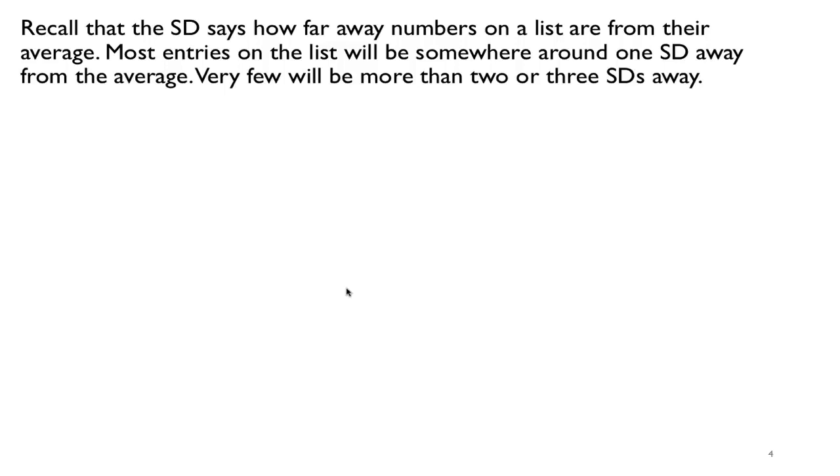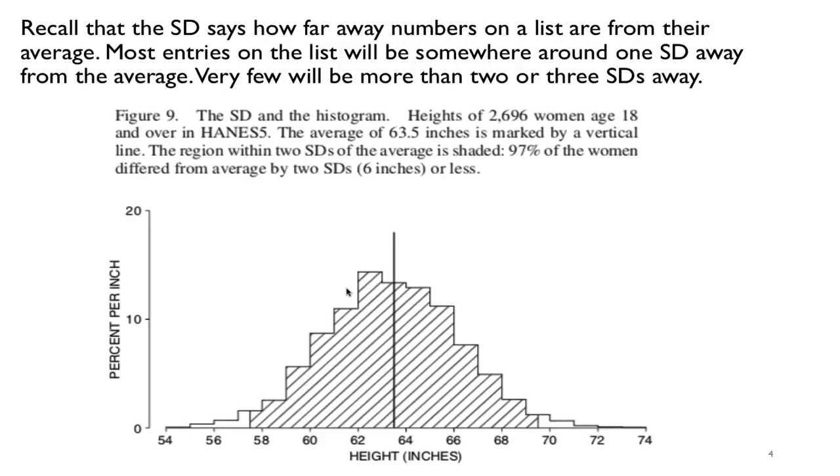Okay, so you remember that from the last lecture we talked about the SD as a measure of spread. It tells you how far away the numbers are from the average. Most entries in the list will be somewhere around 1 SD away from the average. Very few will be more than 2 or 3 SD away. So, at least as far as application, things tend to center around the average.